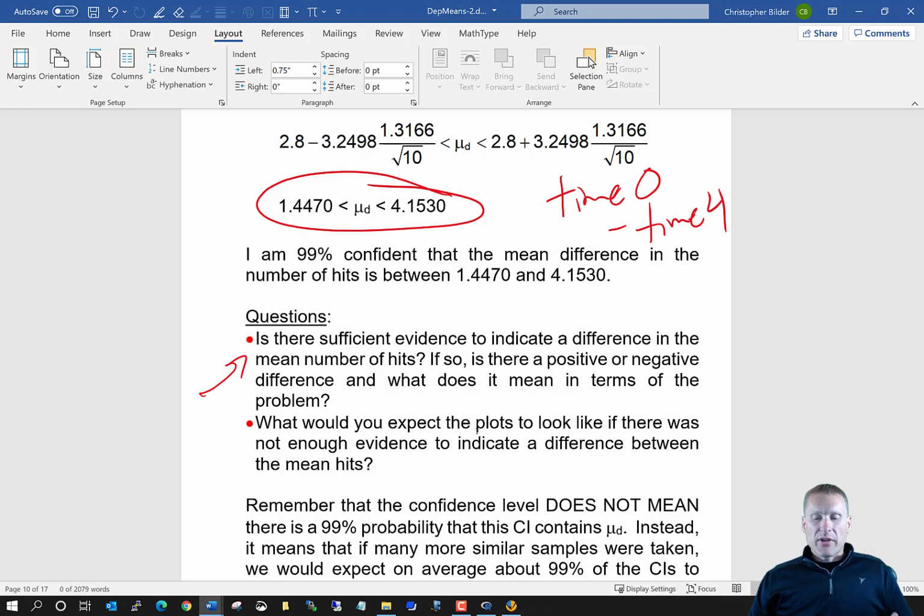What would you expect the plots to look like if there was not a difference, or if there was not enough evidence to indicate a difference between the mean hits? Well, I'll let you answer that on your own. Again, think back to when we were dealing with only one population mean, and what that kind of plot would look like if I was doing a hypothesis test of mu equals 0 versus not equal to 0 for the mean.